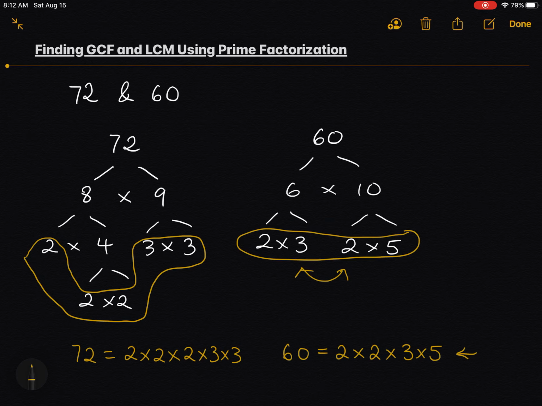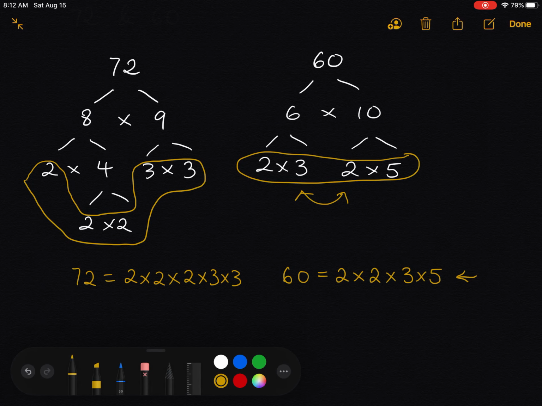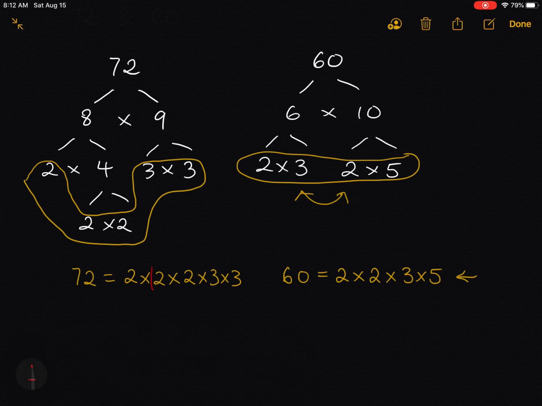Okay, now we need to find our GCF and LCM. To find the GCF, what we're going to do is find the common numbers between the prime factors here. So you see here with the 60 we have 2, 2, 3. With the 72 we also have 2, 2, 3. The common numbers that we have between the 72 and the 60 will be our GCF when we multiply them. So this will give us 12.